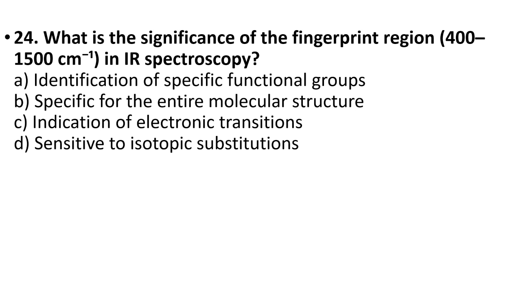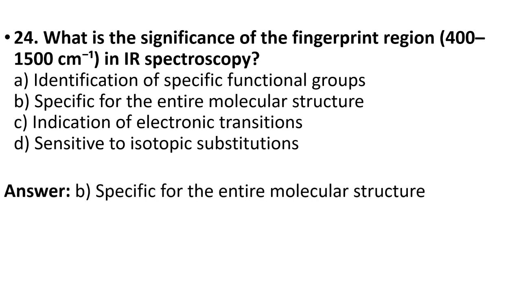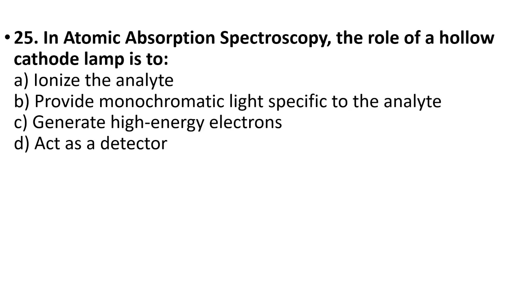24. What is the significance of the fingerprint region 400 to 1500 cm^-1 in IR spectroscopy? Identification of specific functional groups, specific for the entire molecular structure, indication of electronic transitions, sensitive to isotopic substitutions. Your answer is option B, specific for the entire molecular structure.